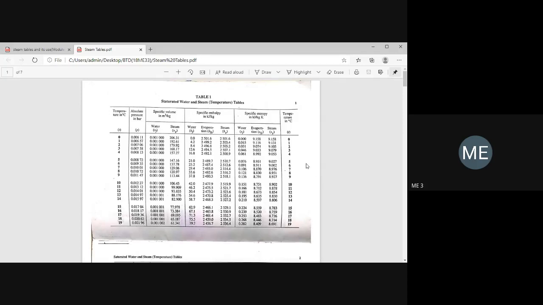Is the screen visible? Anyone, can you tell me? Is the screen visible for you?